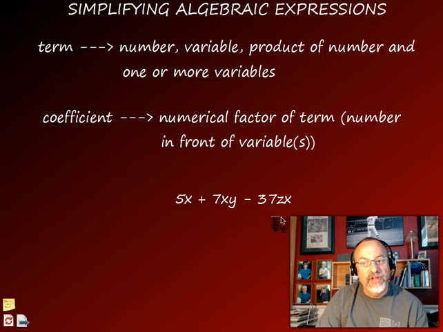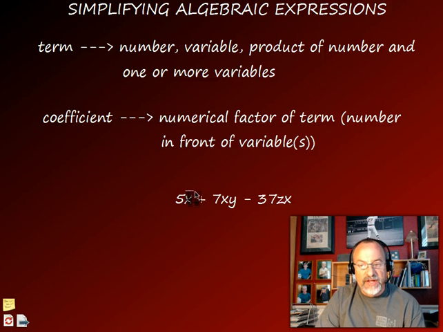Are any of these like terms? Well, if I look at this term, it has an x to the first power. Here it has an x and a y. Are those exactly the same number of variables? No, this one has an x, this has an x and a y. Here's a z and an x. Is that the same as any of these? No, they're all different. So none of these are like terms.